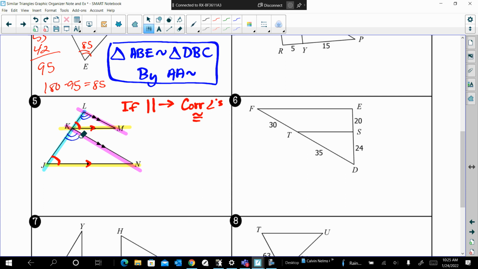Okay. All right, so now we're showing two angles congruent. So we have AA, yes. So you can say triangle LKM is similar to triangle KJN by AA similarity.